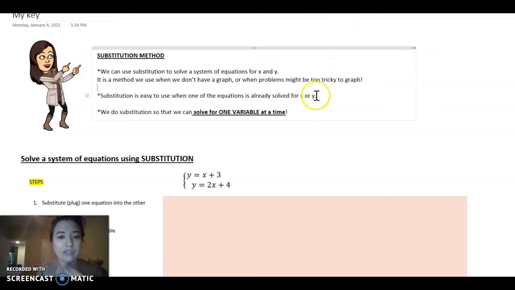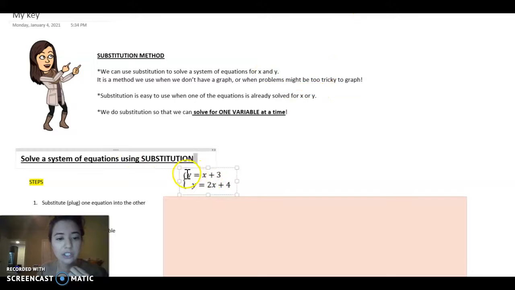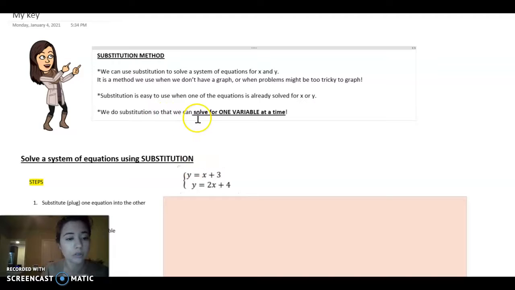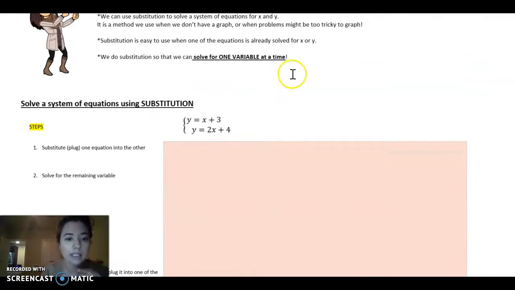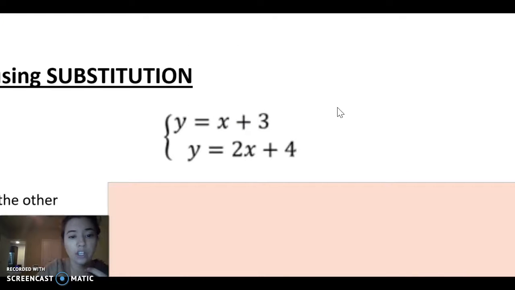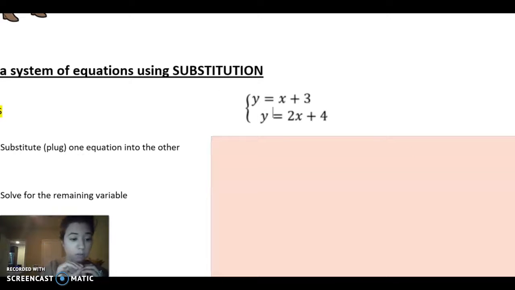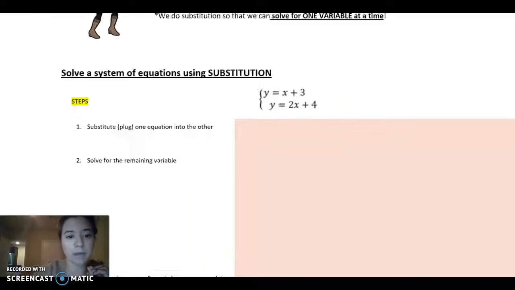When we have an equation solved for x or for y, like in this first one, this equation is solved for y right here. That tells me substitution is probably the way to go. We do substitution so that we can solve one variable at a time. On Tuesday, I mentioned it is impossible to solve an equation when we have 2 different variables. There are multiple pairs of x and y that could make this equation true. In order to figure out what they are, we only need one variable. So by doing substitution, it allows us to focus on one variable first and then find the next one.